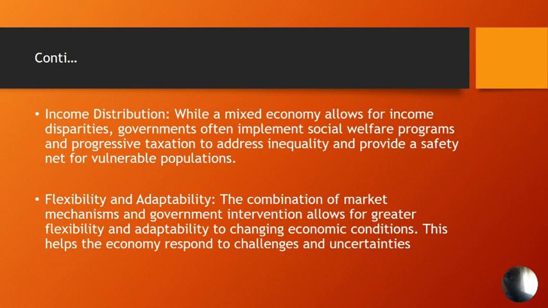Then we have flexibility and adaptability. A combination of market mechanisms and government intervention allows for greater flexibility and adaptability to changing economic conditions. Look at the Adam Smith invisible hand. That's the combination of a market mechanism that aims to harness the adaptability to changes in economic conditions. This helps the economy to respond to changes and uncertainties, because we don't want to live in an economy which has uncertainties.